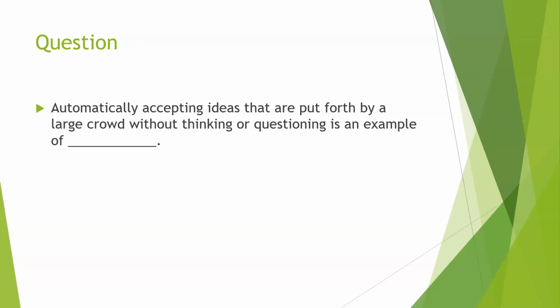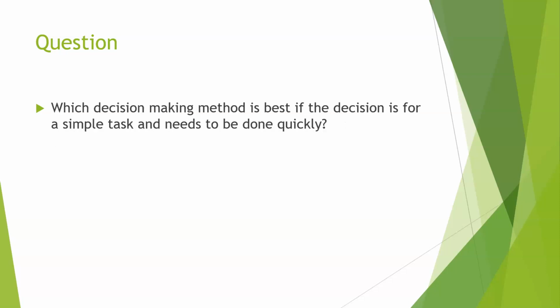Automatically accepting ideas that are put forth by a large crowd without thinking or questioning is an example of blank. The correct answer is suggestibility. Again, there are other questions on the exam that relate to large groups and the way that large groups can affect people and the mindset that goes along with that. What decision-making method is best if the decision is a simple task and needs to be done quickly? The correct answer is decision by authority without group input. Almost all of the decision-making methods are included on the exam, so be sure to study not only their definitions, but also in which situation they would be best used for.